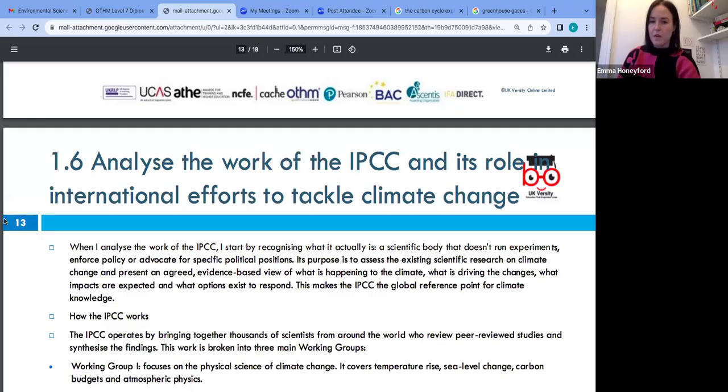So when we analyse the work of the IPCC, we can start to really think about how it's a scientific body that doesn't run experiments, enforce policy or advocate for specific political positions. It's meant to be an impartial body, so it's meant to present and assess existing scientific research on climate change, and that's why it has been seen to be reliable and a force for change. So it's evidence-based, and it reviews what's happening to the climate, what is driving the changes, if it's human-driven, what impacts are expected and what options exist to respond. This makes the IPCC the global reference point for climate knowledge.